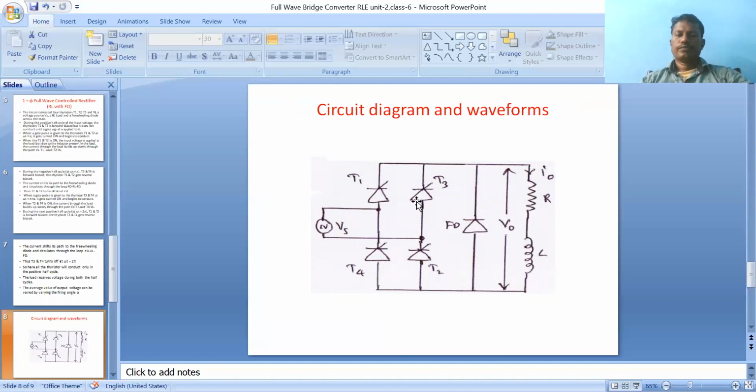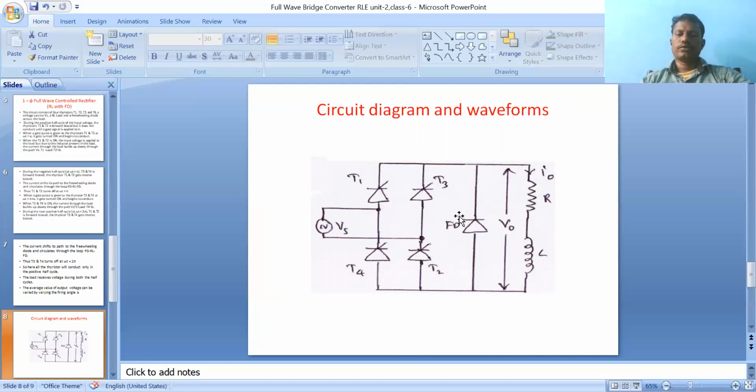See, in the circuit, AC supply, full bridge T1, T2, T3, T4. Each limb has two switches. It is only controlled switching devices, not uncontrolled switching devices. And the load RL is connected, and one more device that is uncontrolled, that is a diode.